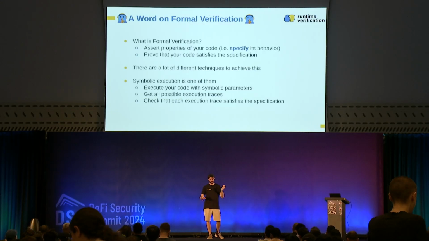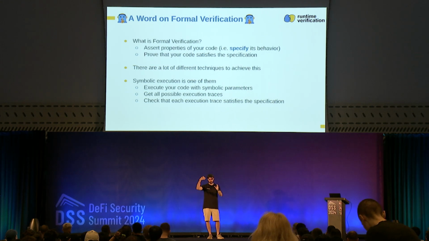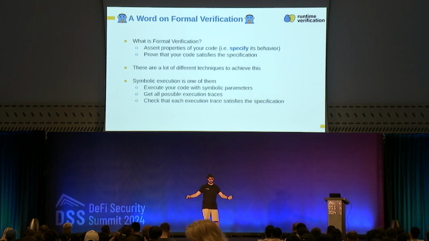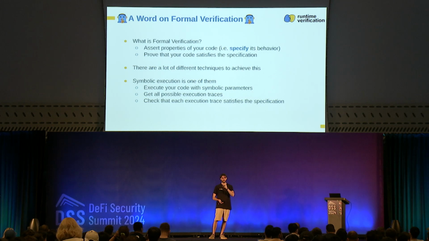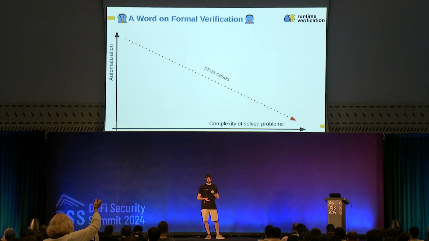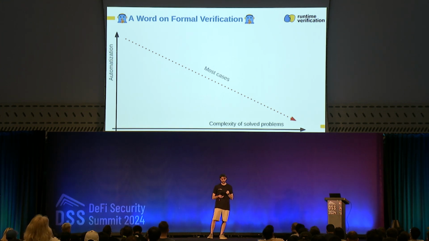There are a lot of techniques to do this: take some specifications, some blueprint of what your code is supposed to do, and then do some mathematical reasoning on it to make sure that your code actually follows these blueprints. Symbolic execution is just one of them, where we execute your code with symbolic parameters. Then you get all this branching, and basically you get what your function is actually doing, and we check that for every possible execution path that your function can take, your specifications, your blueprint, is complied with.